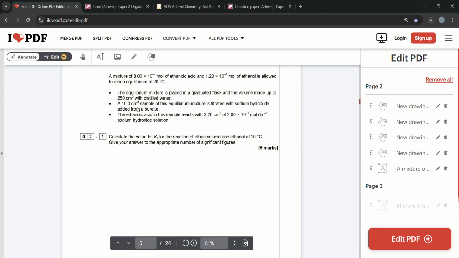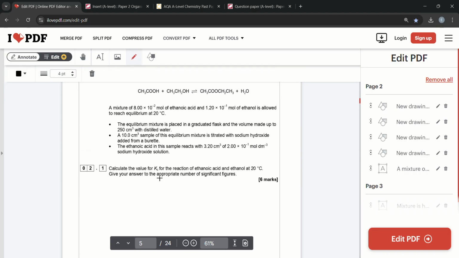Question 2. Calculate the value of Kc for the reaction of ethanoic acid and ethanol at 20 degrees Celsius, 6 marks. So Kc is equal to square brackets products to the power of P divided by reactants to the power of R.